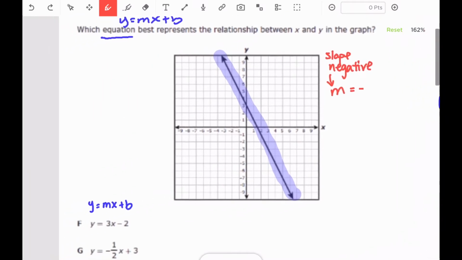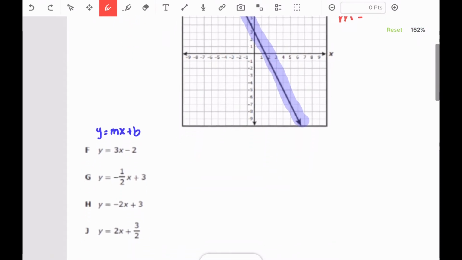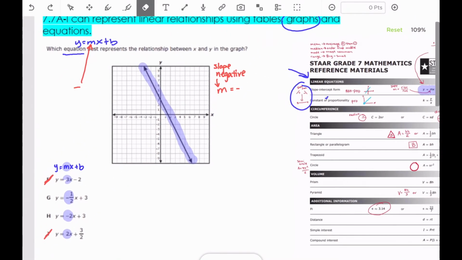Now, because I know that my m is going to be negative, let's look at our answer choices real quick and find all of our m's. And we're going to eliminate the ones that are not negative. So we can eliminate this one and we can eliminate this one, because they are not negative.